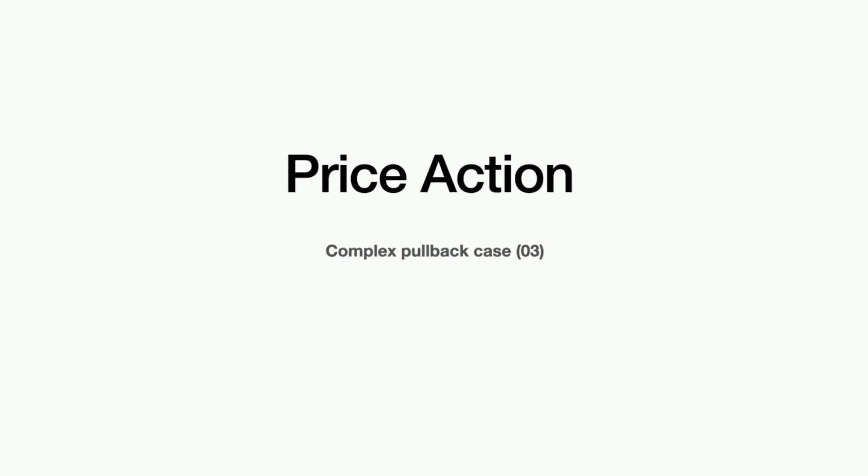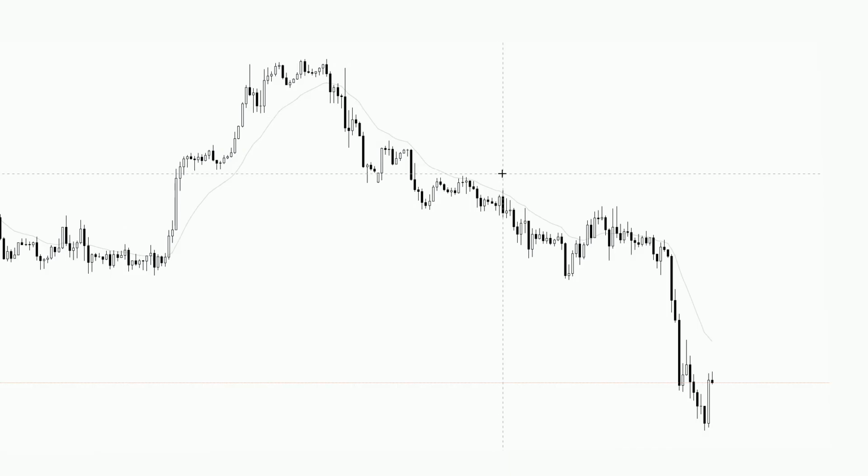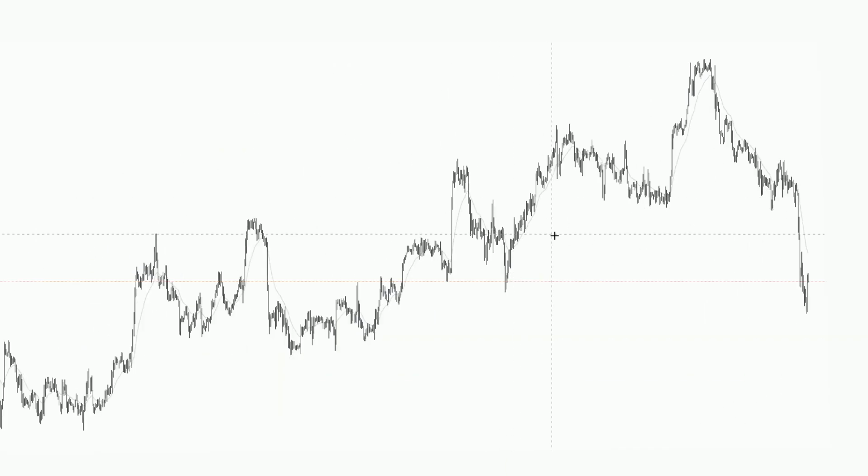Welcome to Trading Pro. Today we're continuing with complex pullbacks. As usual, when we get a chart, we first look at the bigger time frame to see its market state.